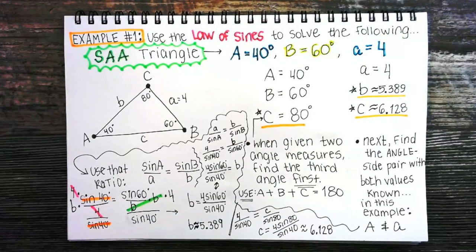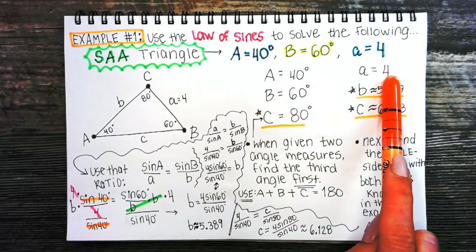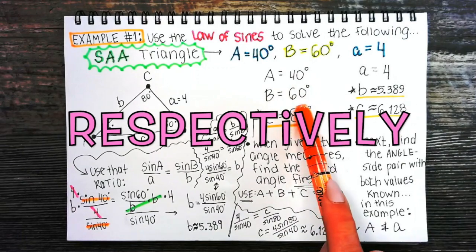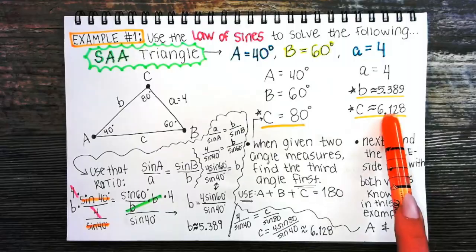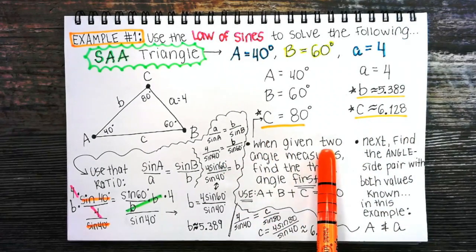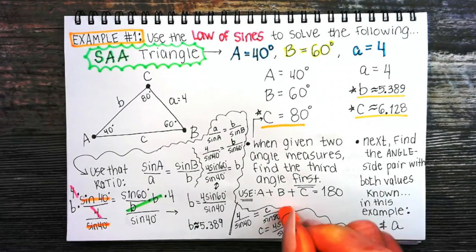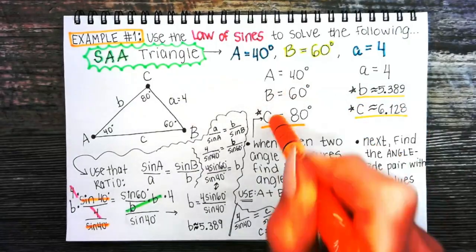So here was an example of us using the law of sines to solve a triangle. The triangle was a side angle triangle. We were given side length A is 4 and angles A and B were 40 and 60 respectively. This meant we needed to solve for angle C and sides B and C. My advice to you is to first, when given 2 angle measures, find the third angle. So that's a definite first step to help yourself get this done quickly and efficiently. You have 2 of the angles in a triangle, find the third angle for sure.